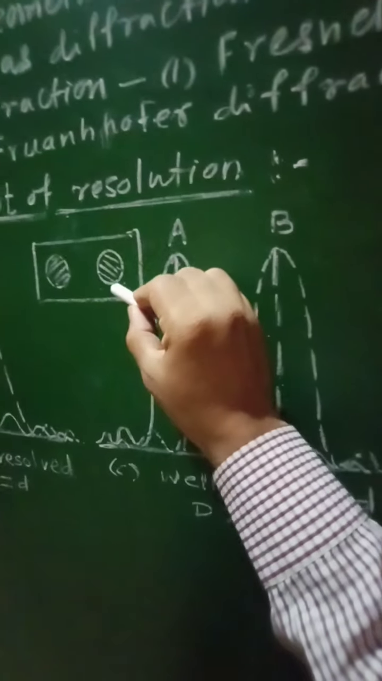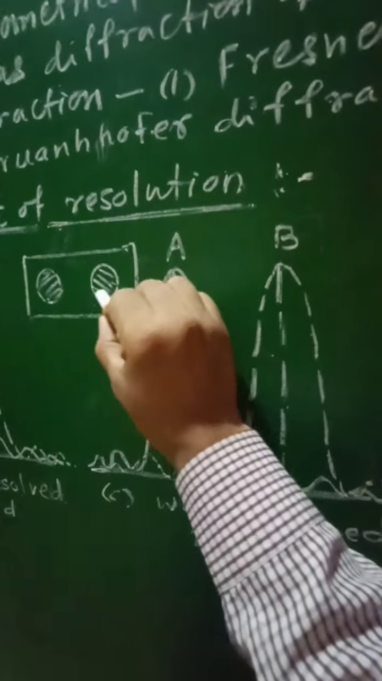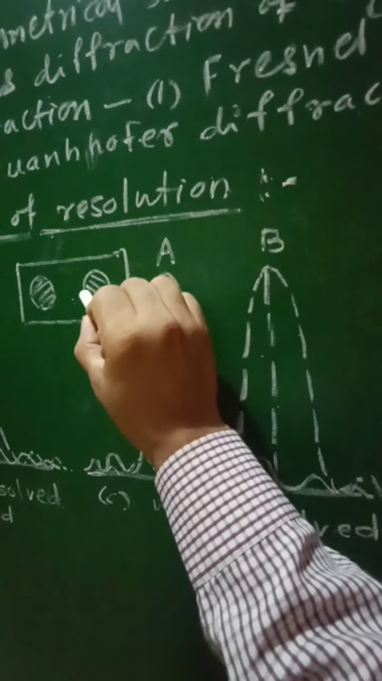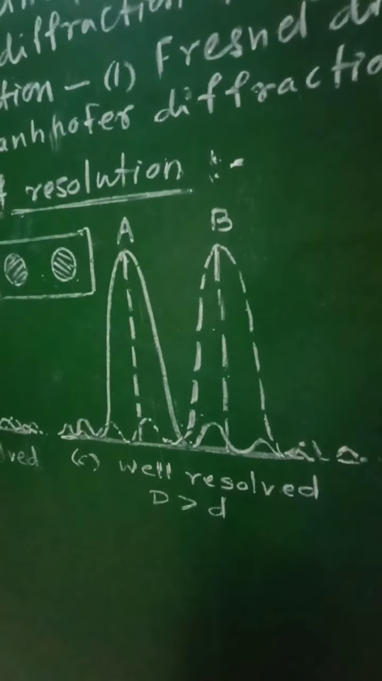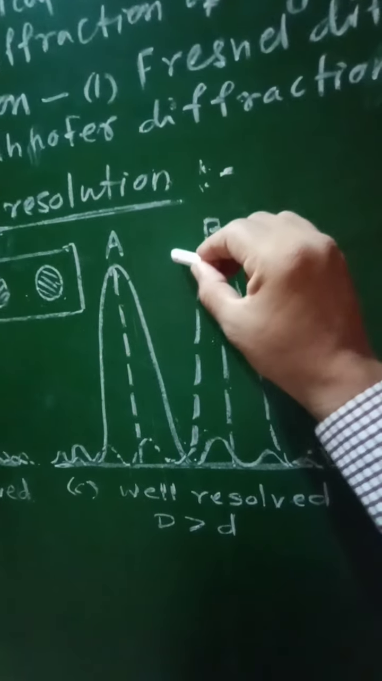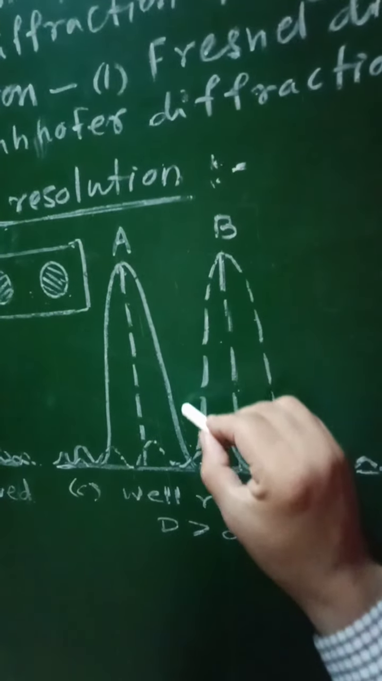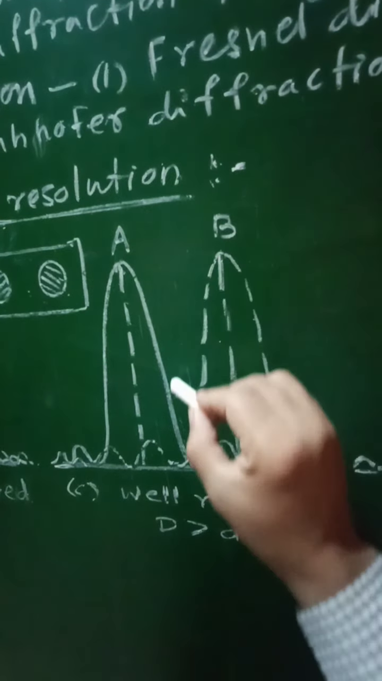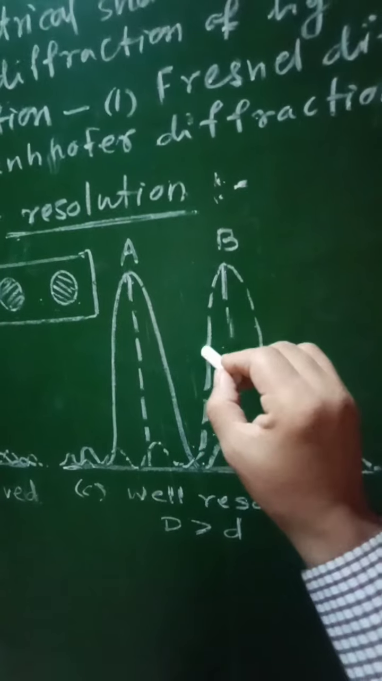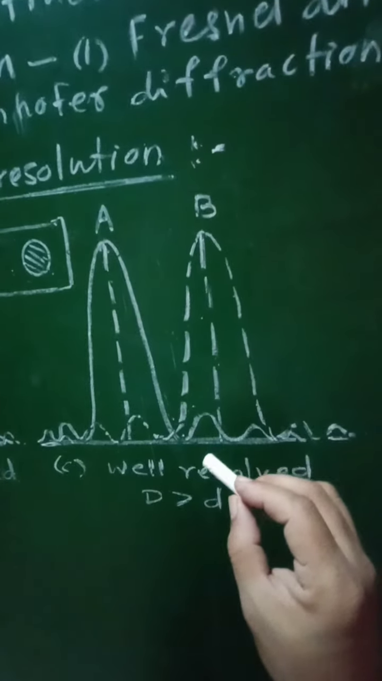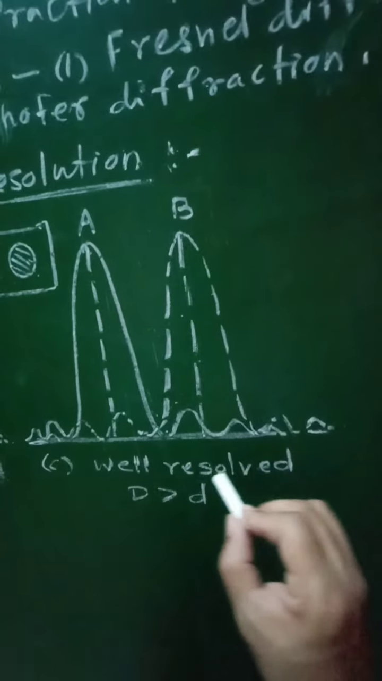In this case, this will be A, this will be B, and there will be a large separation between these two objects. Therefore the depression between the diffraction patterns of A and B is well noticeable, that is, very large, and hence the objects are said to be well resolved.